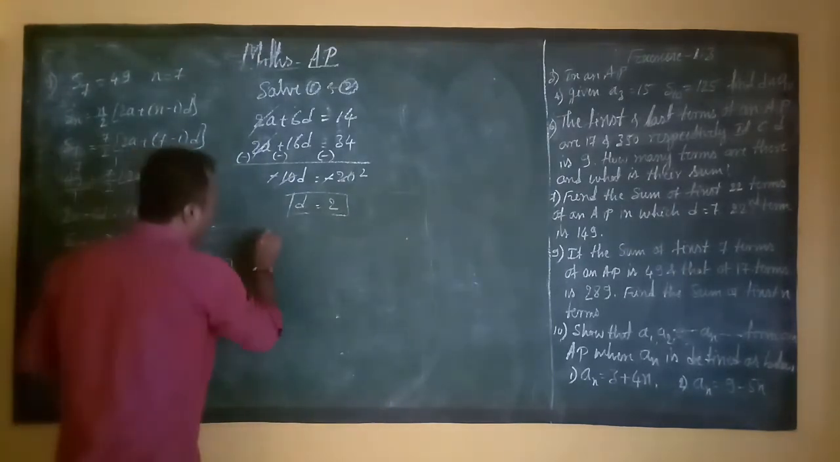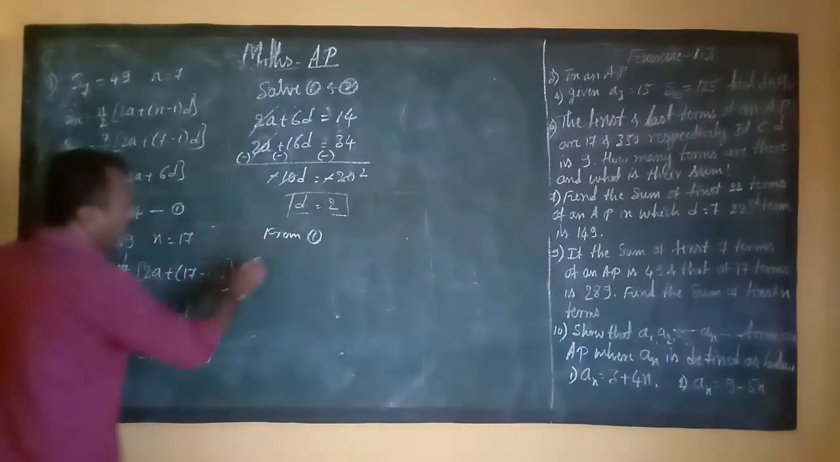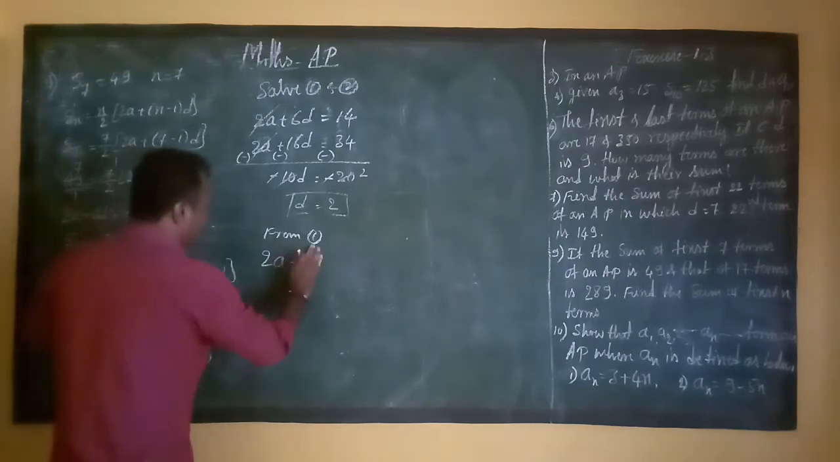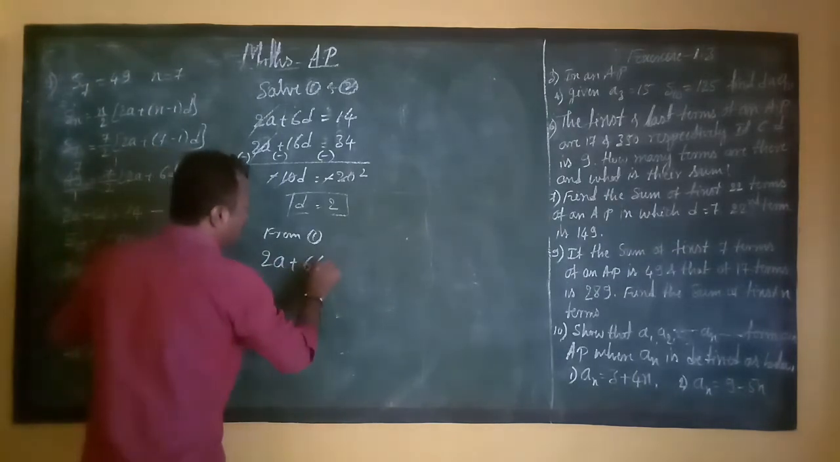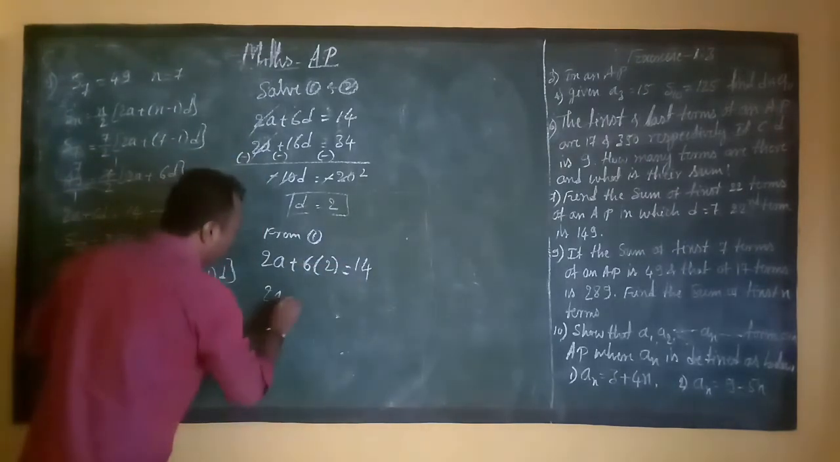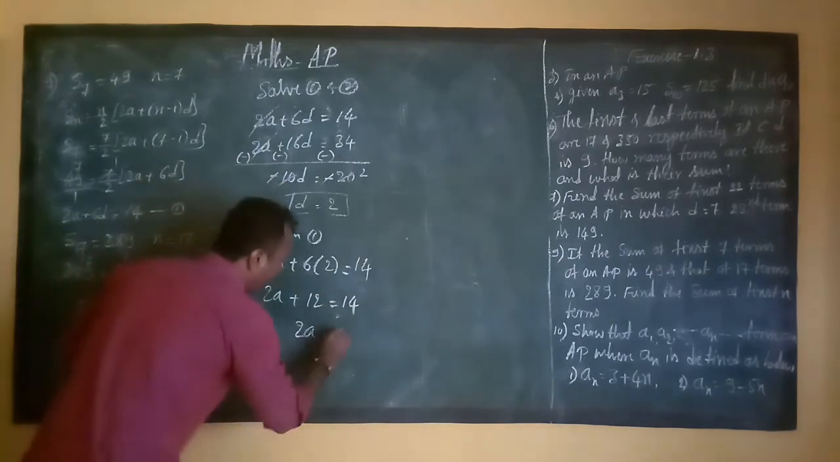So substitute from 1 or 2. Either 1 or 2. So I will take 1. So 2A plus 6D. 6 into D means 2. It is equal to 14. So 2A plus 6 2s are 12. It is equal to 14. So 2A is equal to 14 minus 12.